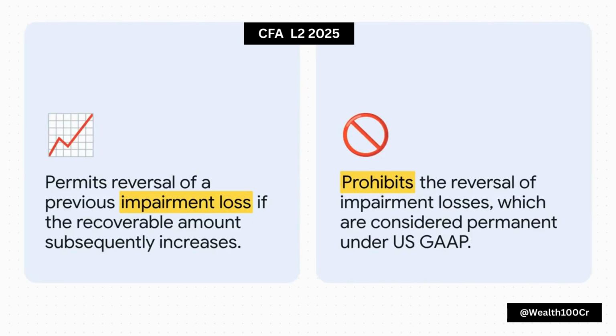And this brings us to a classic exam curveball comparing IFRS and US GAAP. So what happens if the investment goes sour and gets impaired? Both standards say you have to write it down. But the key difference is what happens if it bounces back. Under IFRS, you're allowed to reverse that impairment loss. But under US GAAP, nope, the loss is considered permanent. Once it's gone, it's gone. This is an absolutely critical distinction you have to know for the exam.